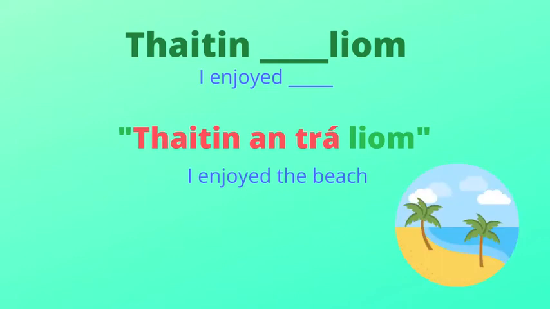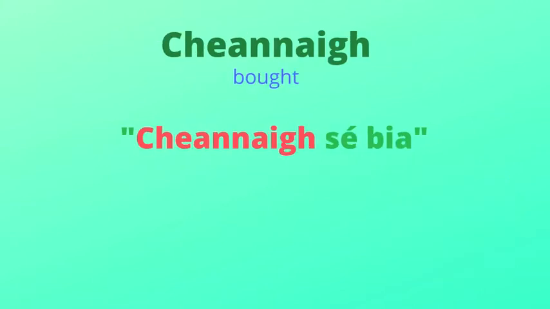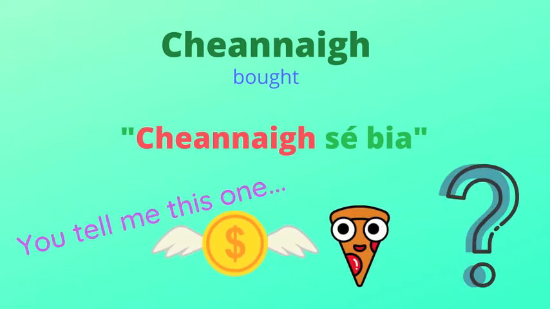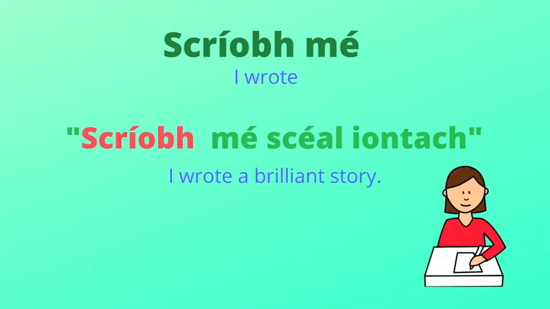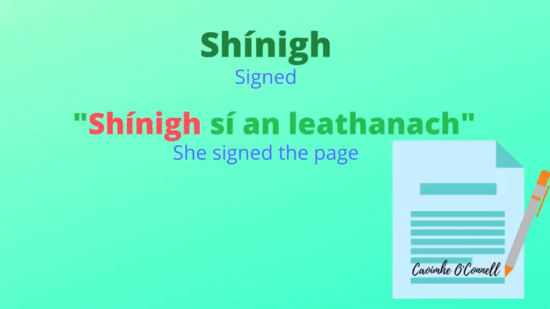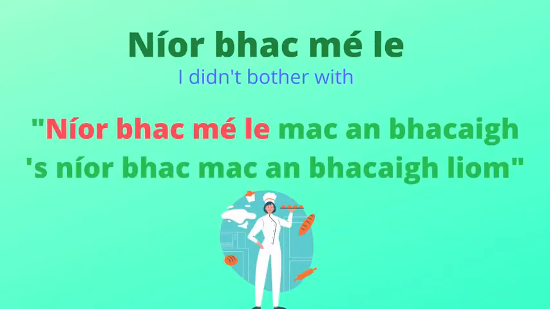Thaitin, something liom. Thaitin an trá liom, I enjoyed the beach. So liom, we've seen that before, with me. Cheannaigh, past tense verb, a briathar. Cheannaigh sé bia. What does that mean? You tell me that one. Scríobh mé, scríobh briathar. Scríobh mé scéal iontach. I wrote a brilliant story. Shínigh, signed. Shínigh sé an leathanach. She signed the page.